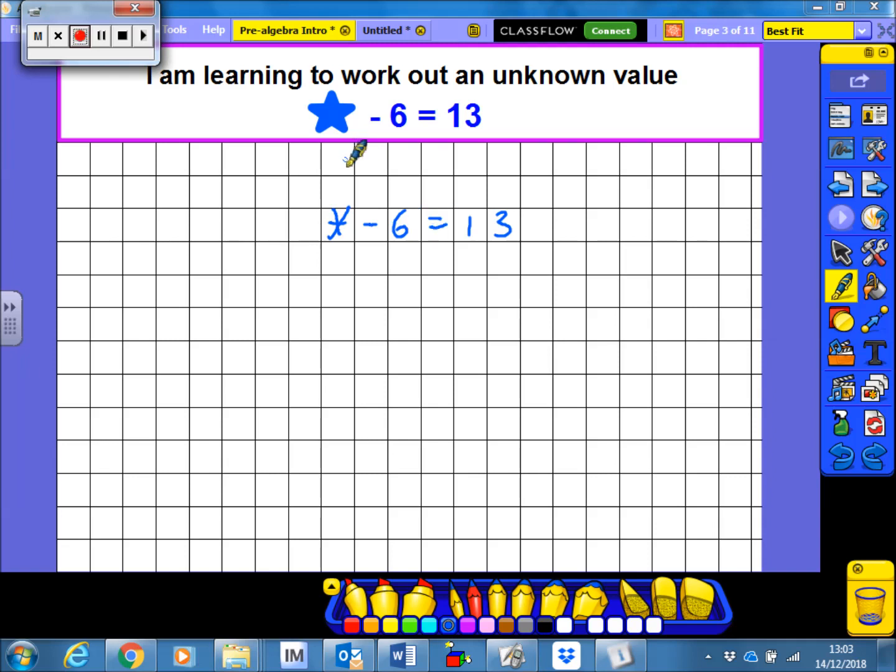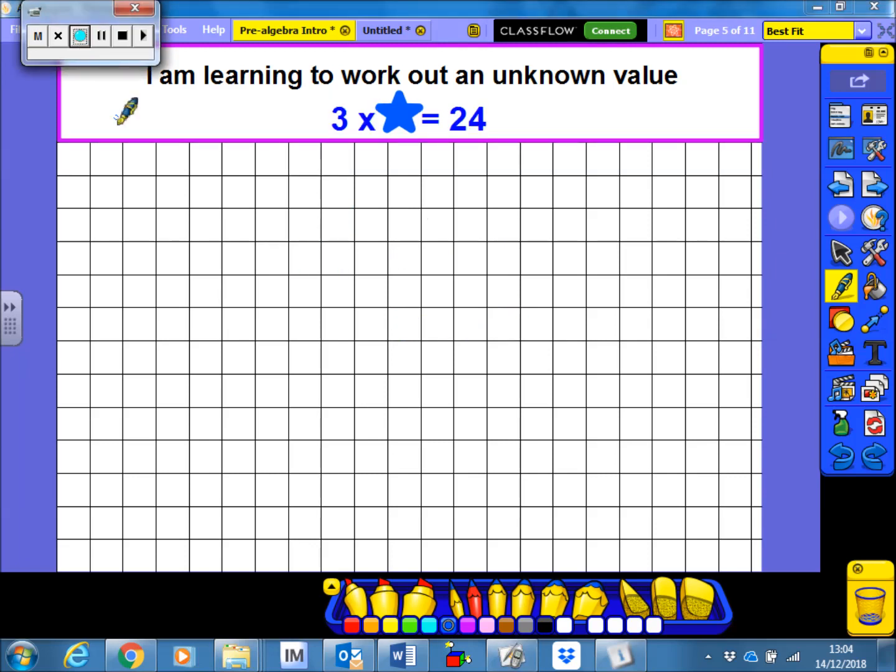I'm going to go from 13 and count up 6 stations. So 13, 14, 15, 16, 17, 18, 19. That's 6 stations I've counted up. And it got us to 19. So 19 take away 6 equals 13. And so our answer for star, the star here, equals 19.